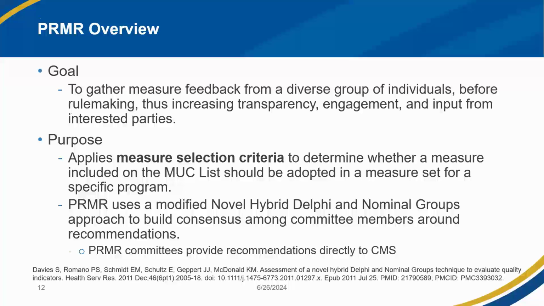As you can imagine, it can be challenging to hear all of those voices and have all of those voices come to consensus. And so the team has developed a modified process, the novel hybrid Delphi and nominal groups. Whoa, that's a mouthful. But in short, I'll go over a little bit. It's a process that really helps to engage around 60 folks to help them weigh in on each of these measures, in addition to public comment more broadly. Next slide.